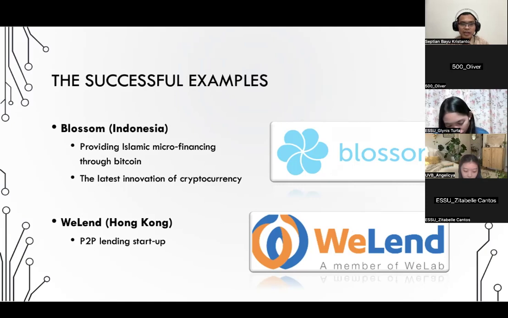So next we are moving to Hong Kong. In Hong Kong, we can find the WeLend application. WeLend is a lending application. They can borrow some money or some funding through connections between peer to peer, customer to customer. So we can lend or borrow money to another customer without institutions or formal institutions like banking or companies, with just people to people, peer to peer.